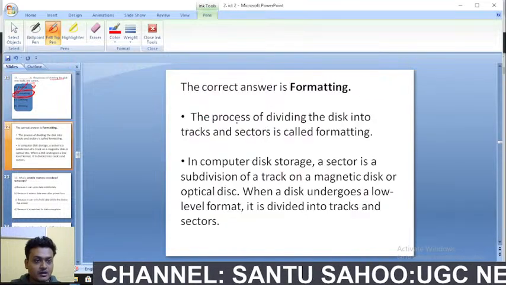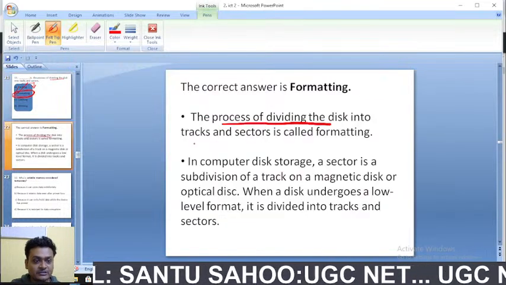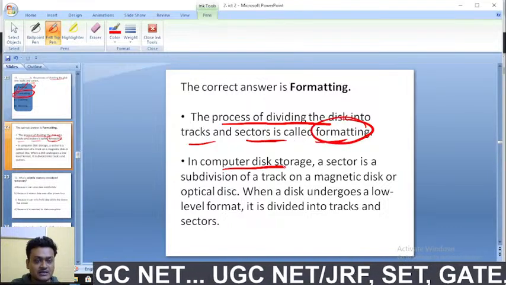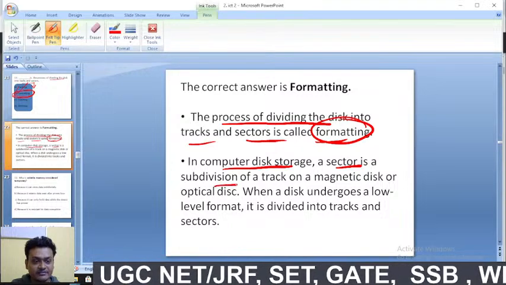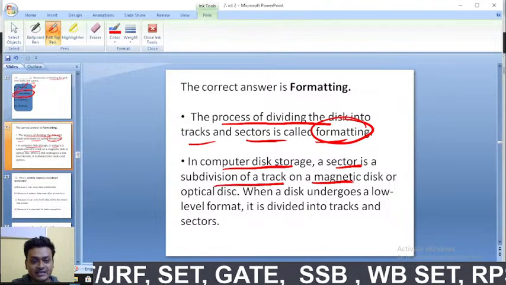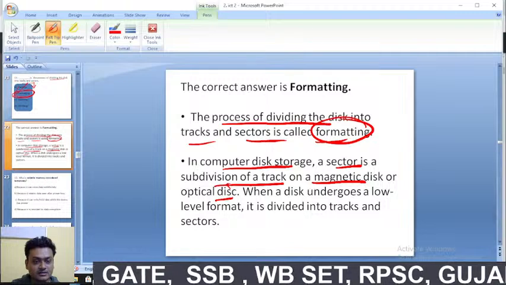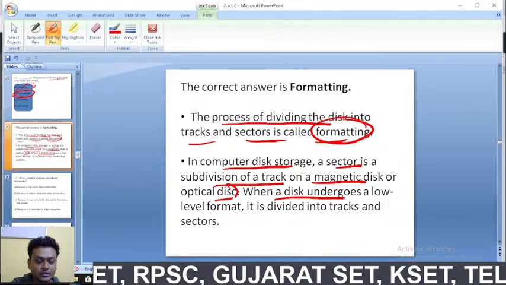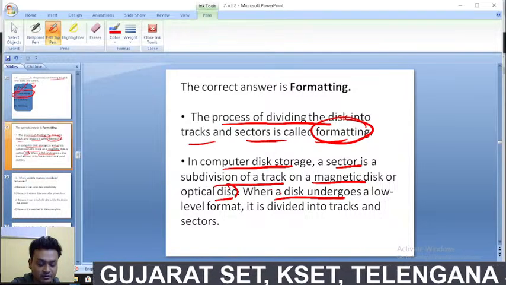The process of dividing the disk into tracks and sectors is called formatting. In computer disk storage, a sector is a subdivision of a track on a magnetic disk or optical disk. When a disk undergoes a low level format, it is divided into tracks and sectors, and this process is known as formatting.